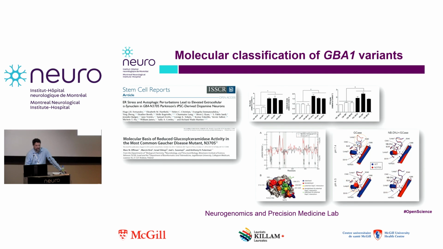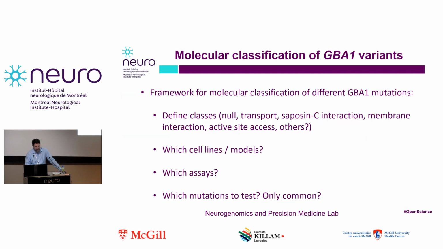And of course, we have the mutations that lead to no translation of the protein at all. So basically, what do we need to do? We need to, as a community, I guess, define what the classes are. So the null mutations, transport issues, interaction with saposin C, membrane interaction, active site access, all kinds of things that a mutation can interfere with. Then we need to think, how do we figure out what these mutations do? Because I think we need to do it in an organized way, not each lab using different models and different ways to look at things and different assays.